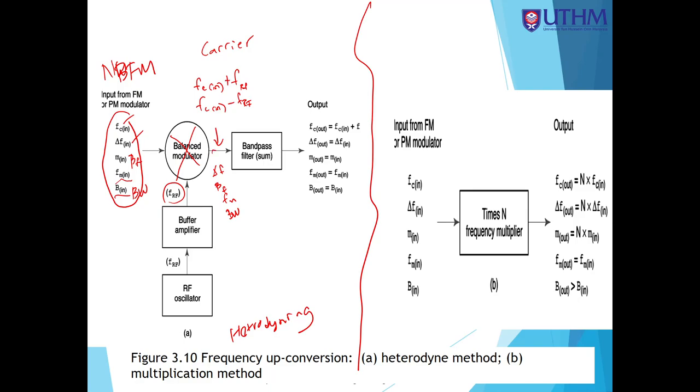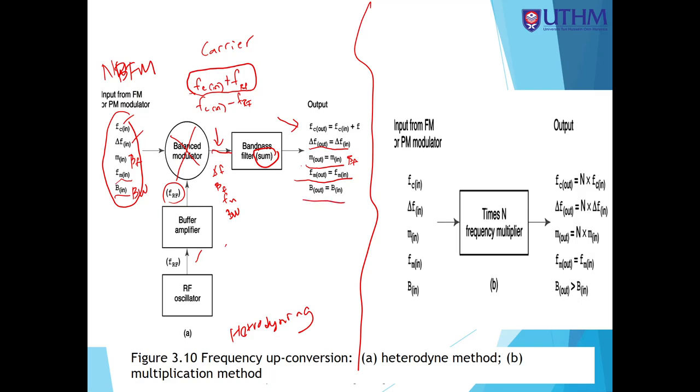Okay. And then the signal passes through the bandpass filter, and you see that it will select the sum frequency. So this bandpass filter will select only the sum frequency and remove the difference frequency. That means it will select the sum frequency, hasil tambah, which is the upper sideband frequency. It will select the upper sideband and remove the lower sideband. So what happened at the output is that the carrier becomes FC out equal to FC in plus F. F here is equal to the FRF. Delta F out remains the same as delta F in. Modulation index beta F remains the same as the input. Input signal frequency at the output remains the same. Bandwidth, same, okay.